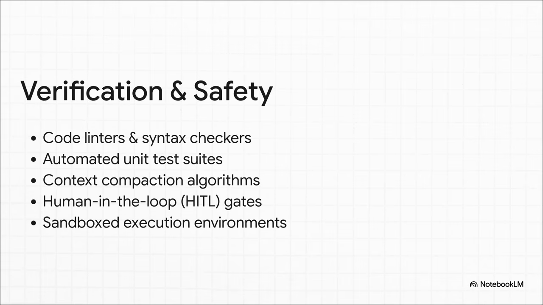The cardinal rule of harness engineering is that the model cannot be the final judge of its own work. Remember, it's probabilistic. It will confidently tell you a broken script works perfectly. That is exactly why the harness relies on deterministic sensors, code linters, syntax checkers, automated unit test suites, and context compaction algorithms to keep the memory clean.